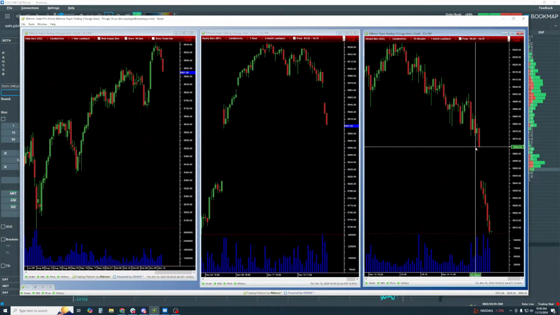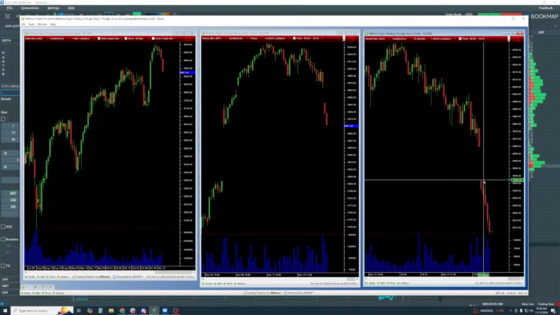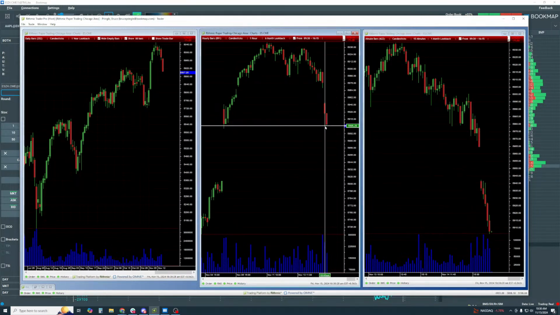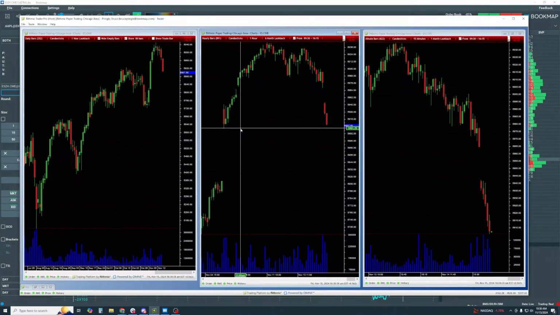Okay, 15-minute chart showing it pretty nicely here, as well as the hourly. All right, so I'm still looking for higher time frame, I'm still looking for momentum to the downside.